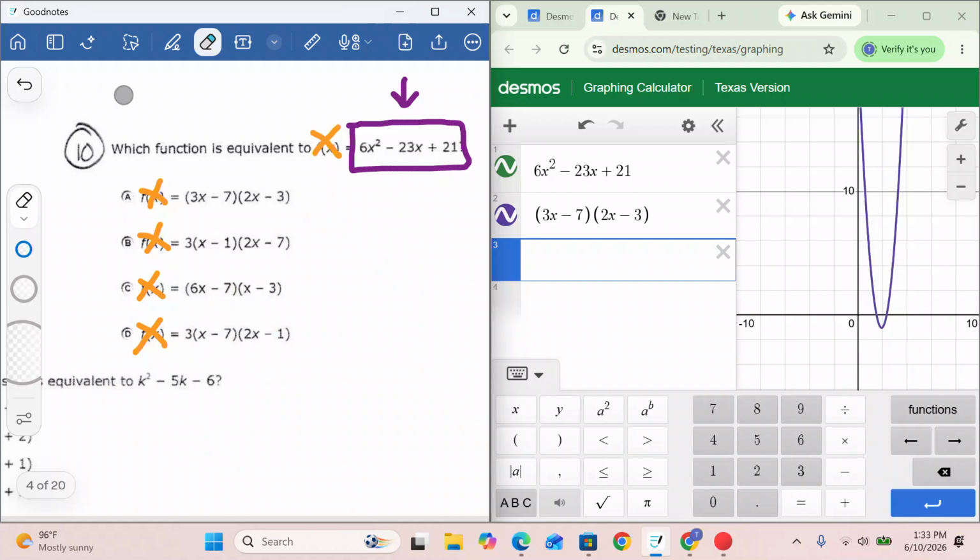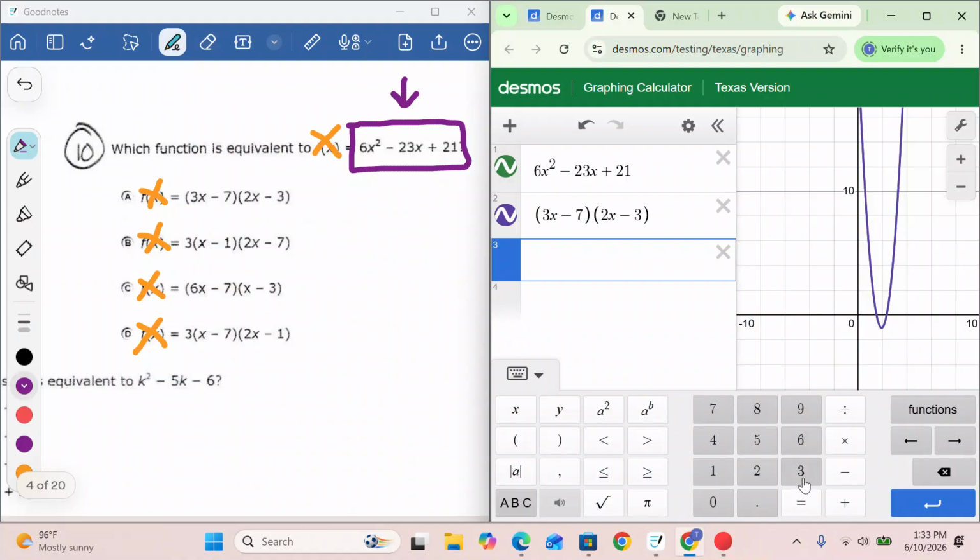So then I input, let me take this out. I'm going to input this one. So I'm just going to input 3, open parentheses, x minus 1, close parentheses, open parentheses. I'm just copying it exactly like right here. x minus 7, close parentheses. So this one right here, all I did was copy this one right here.